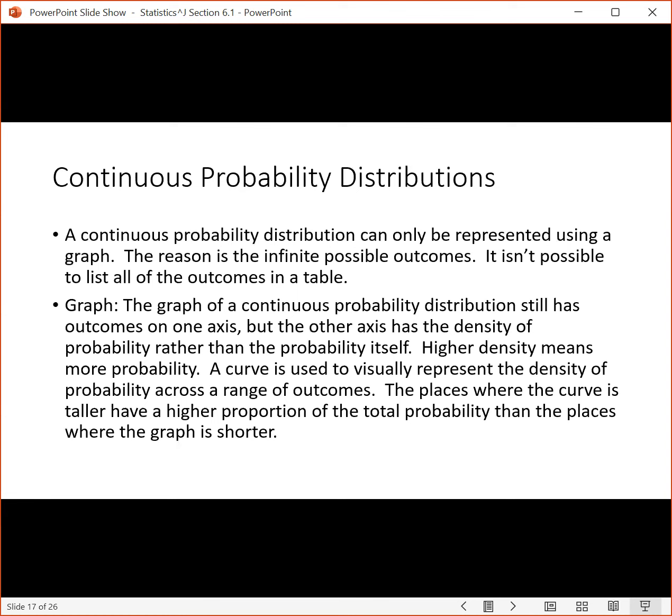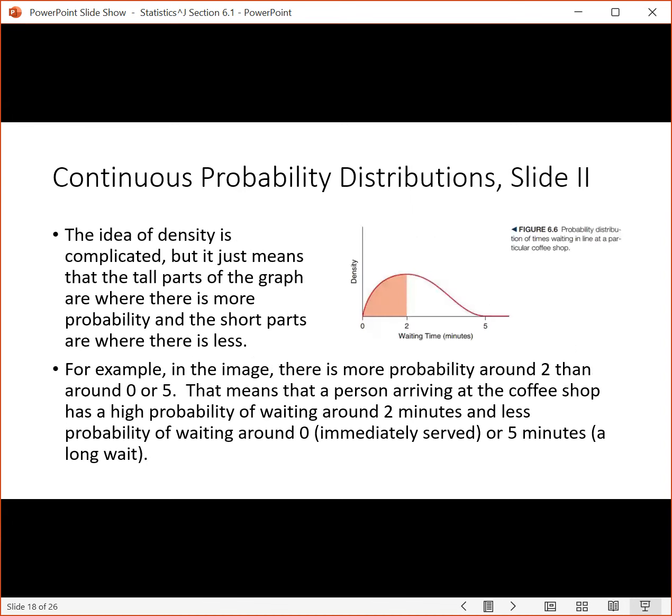The graph of a continuous probability distribution still has outcomes on one axis, but the other has the density of probability rather than the probability itself. Higher density means more probability. A curve is used to visually represent the density of probability across a range of outcomes. The places where the curve is taller have a higher proportion of the total probability than the places where the graph is shorter. Okay, so that may seem confusing, right? So density, what's that doing all of a sudden in here? So the idea of density is complicated, but it just means that the tall parts of the graph are where there's more probability and the short parts of the graph are where there is less.